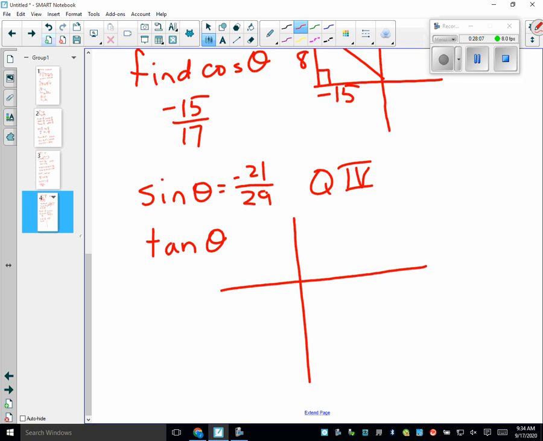Don't I need a triangle? What do I know? You know that the line going down is negative 21 and the hypotenuse is 29. What are we finding? Tangent. So it'll be negative 21 over 20, because this is 20. Right? Correct. So how is that easy?